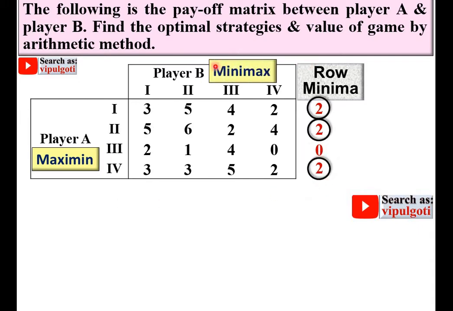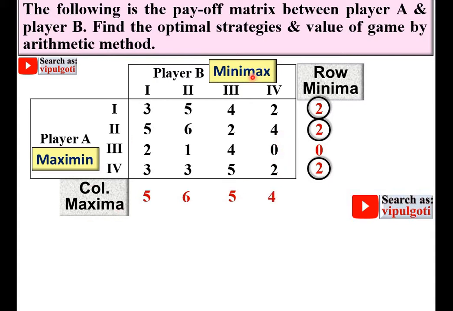Now I am going to apply the minimax principle, that means the minimum value out of the maximum values. So first I have to select the maximum value from each column, that is called the column maxima. So select the maximum value from column 1. Here it is 5. Next, the maximum value from column 2, that is 6. Maximum value from column 3, that is 5. Maximum value from column 4, that is 4.